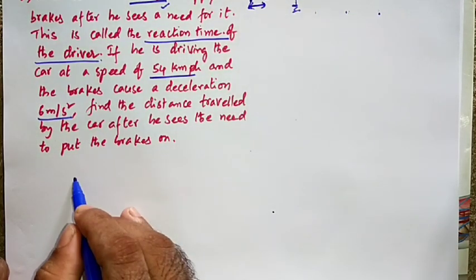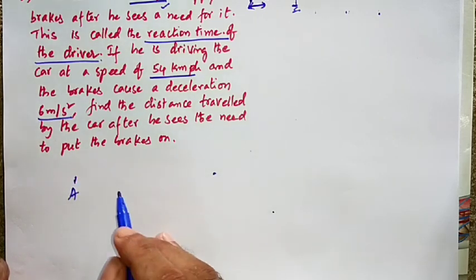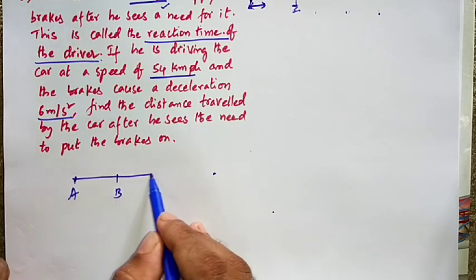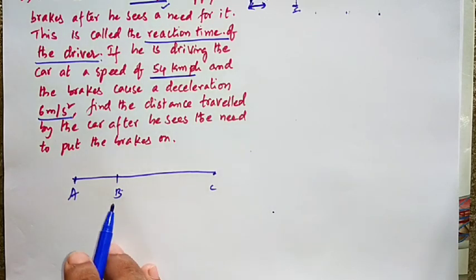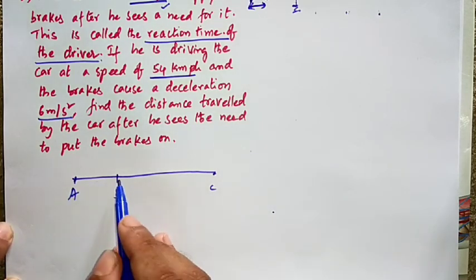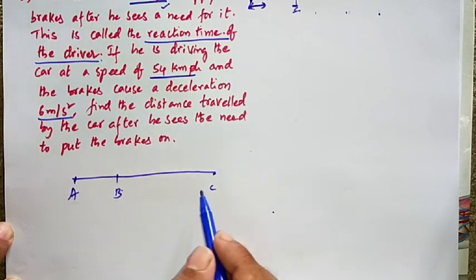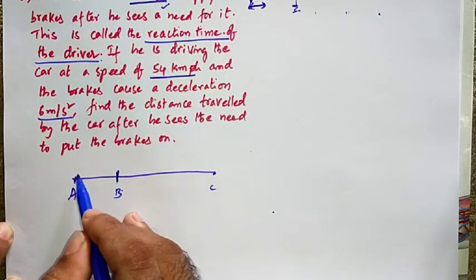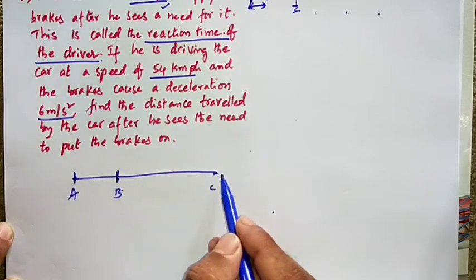Very good. Now at this point A, he observes the need to stop. At point B, he applies the brakes. So we have A to B and B to C. A to B, the body is traveling with uniform speed. B to C, the body is decelerating because brakes are applied at point B. At point A, he has seen the need, and at point B, he applies brakes.